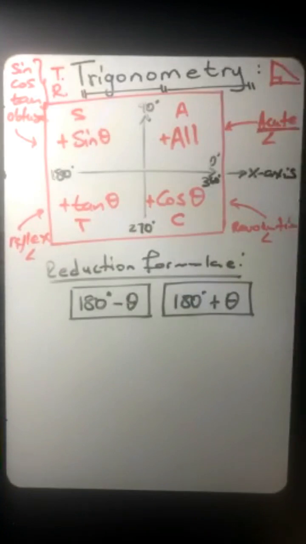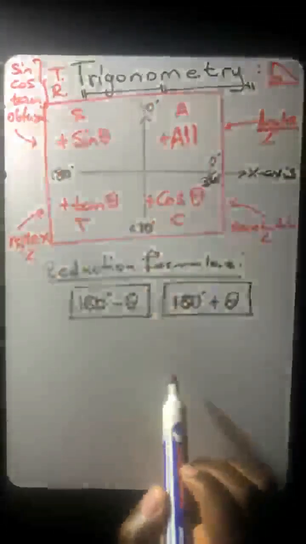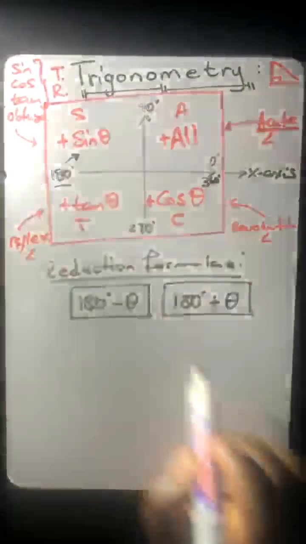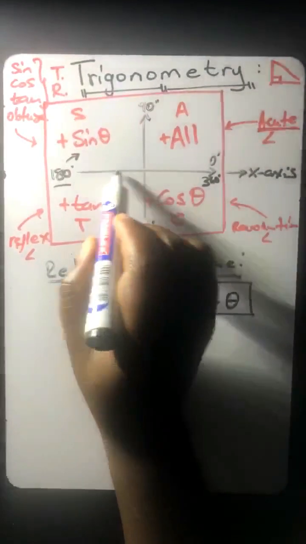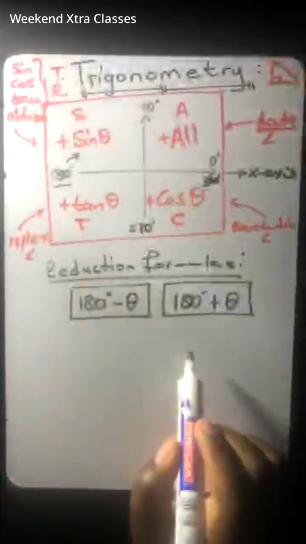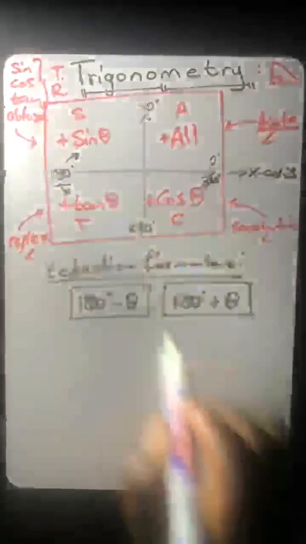So that means if you have an angle which falls in the second quadrant, for you to reduce it, you're going to say 180 minus that angle because it falls in the second quadrant. But if you have an angle which falls between 180 and 270, to reduce it, you're going to use the reduction formula of 180 plus an angle. Why? Because that angle falls in this quadrant.